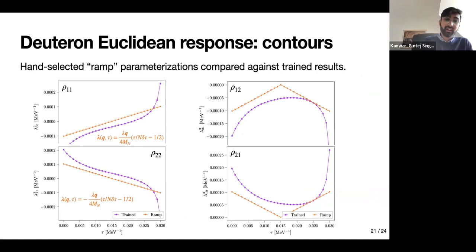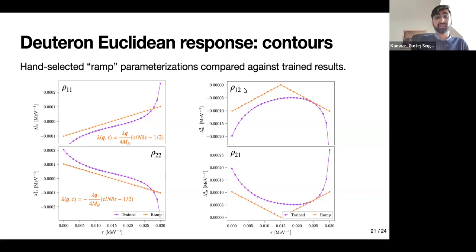So we tried out some deformations in this way, both with these, again, hand-selected ramp parameterization, so to speak, ones that just interpolate between these analytically inspired endpoint conditions, versus a numerical optimization of the Cartesian coordinate shifts. So if we compare these one-to-one, you might be a little surprised to see that the ramp is actually lining up quite well with the trained contours, especially in these cross terms where you have your two currents acting on the two different nucleons in the deuteron.